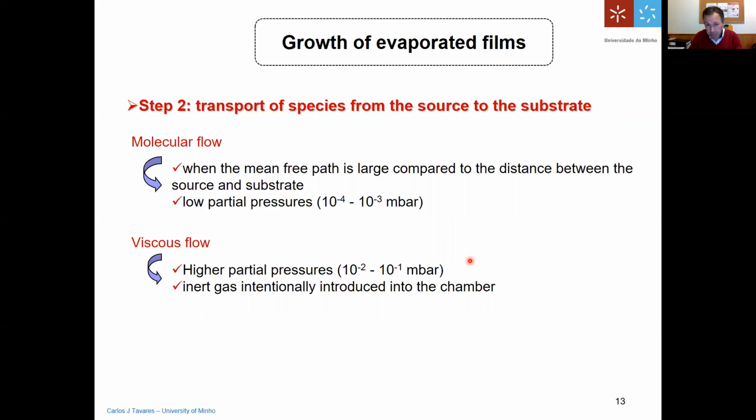If you have a pressure which is 10 or 100 times larger than this case that we saw here, then the flow will not be molecular, it will be viscous, okay? So it means that the flow will have to encounter some viscosity forces as the atoms or molecules travel from the source to the substrate. And this normally involves higher partial pressures, something like 100,000 or 10,000 times lower than atmospheric pressure. And in these cases, it's because an inert gas is intentionally introduced in the chamber.